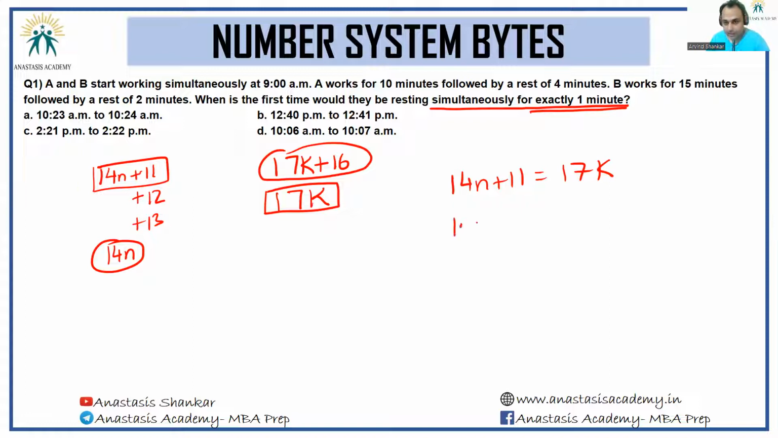In the first case, 14n plus 11 is equal to 17k, or if I break it down, 14n plus 11 is equal to 14k plus 3k. So I need a number which is a multiple of 3 and also 14n plus 11. I can see that k has to be 13. 17 into 13 will be 221. And this will be 14 into 15 plus 11.